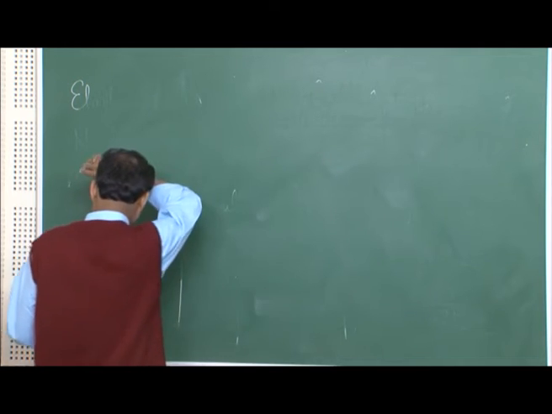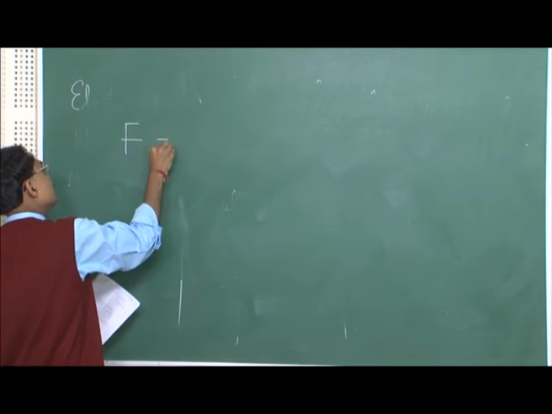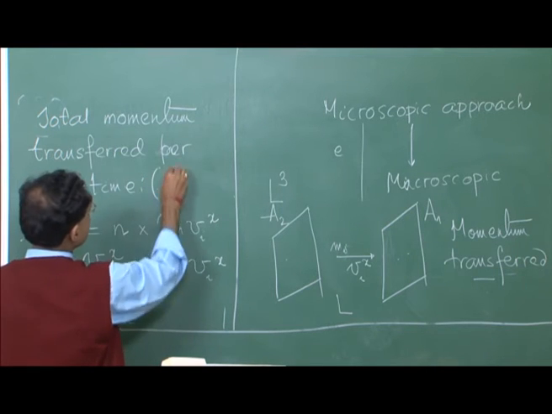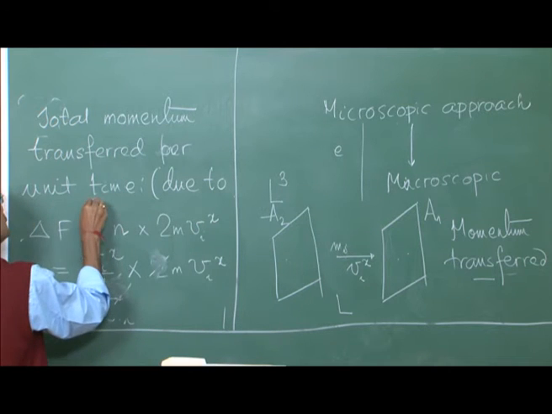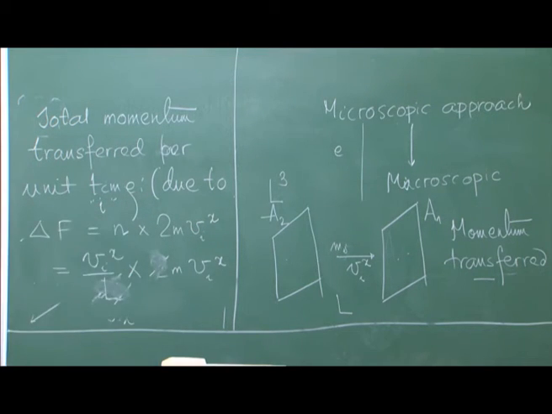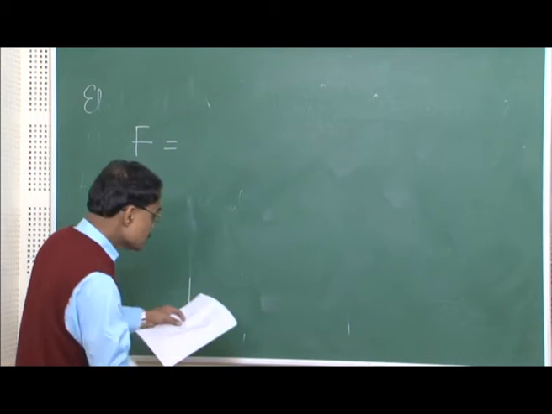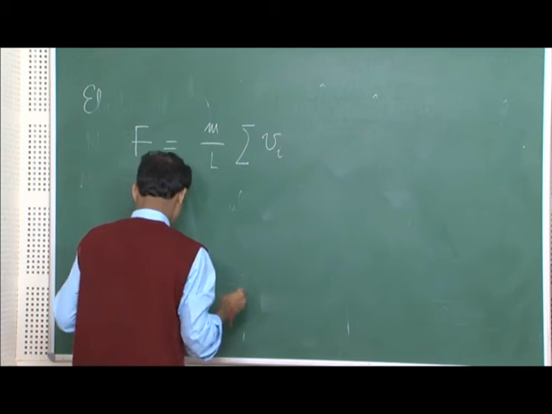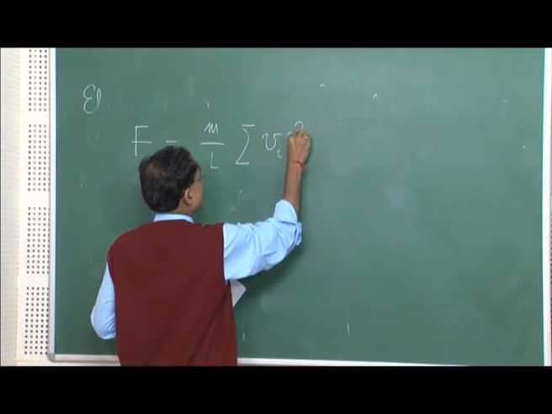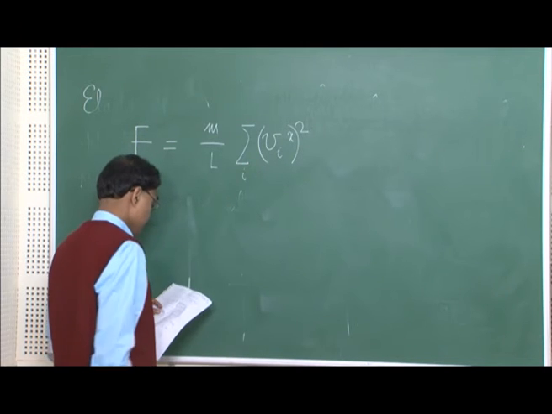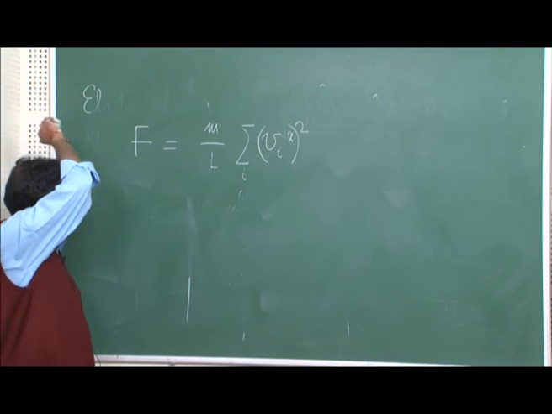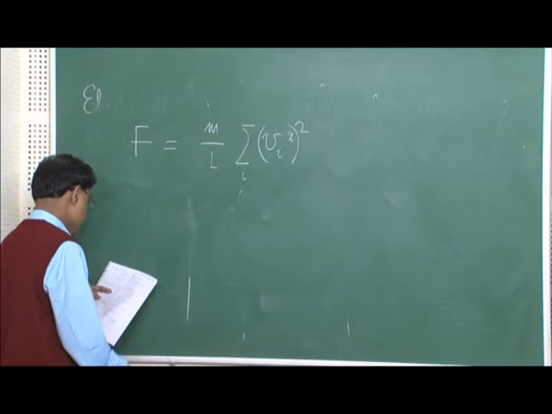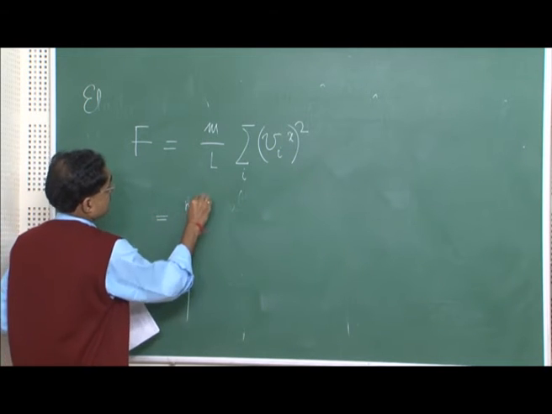So, now what is F, the total momentum transfer per unit time here due to molecule i, and the total momentum transfer for all such i's will be given by m over L, sum over i of Vix squared. This is the net momentum transfer. Now, this is a very important concept. You see, if I have a distribution and I divide it by a quantity n, I will come back to this issue.